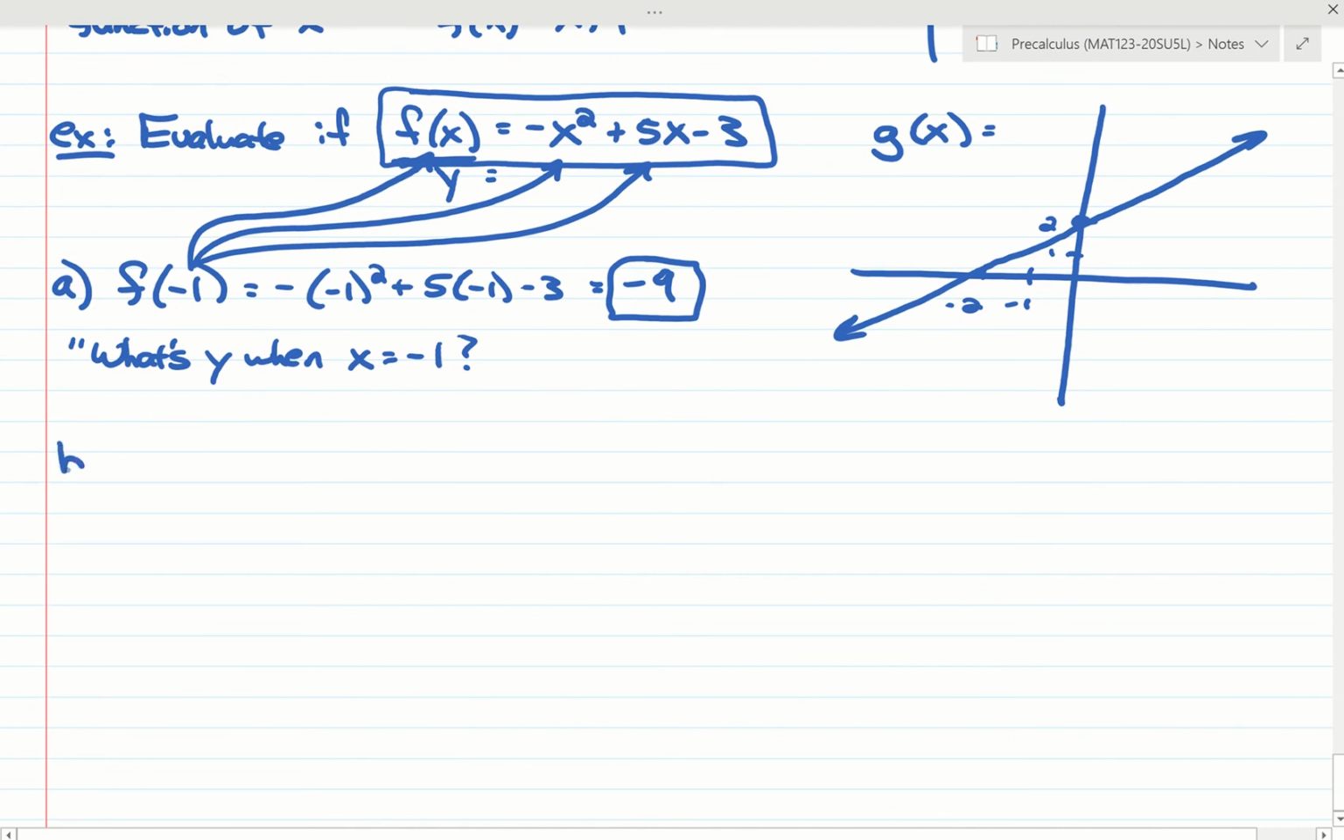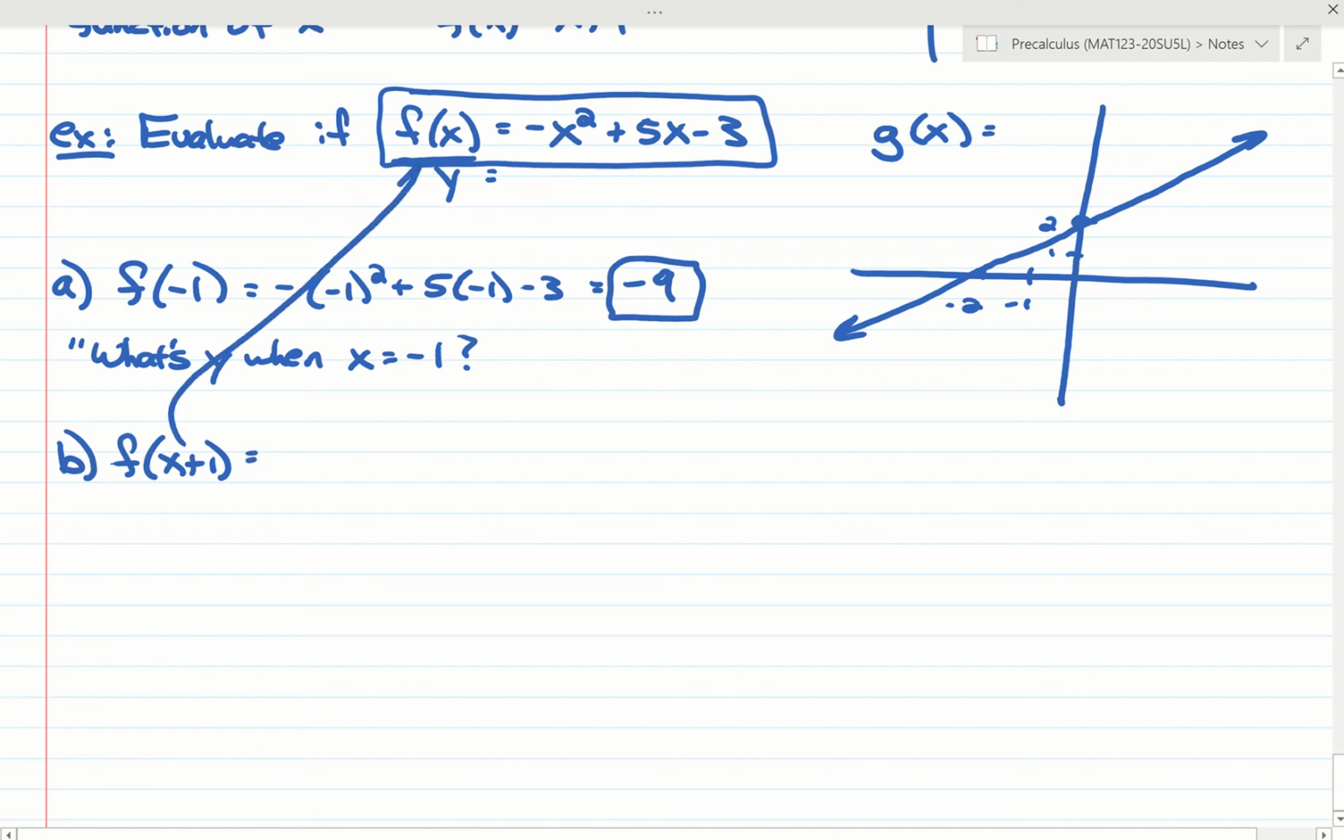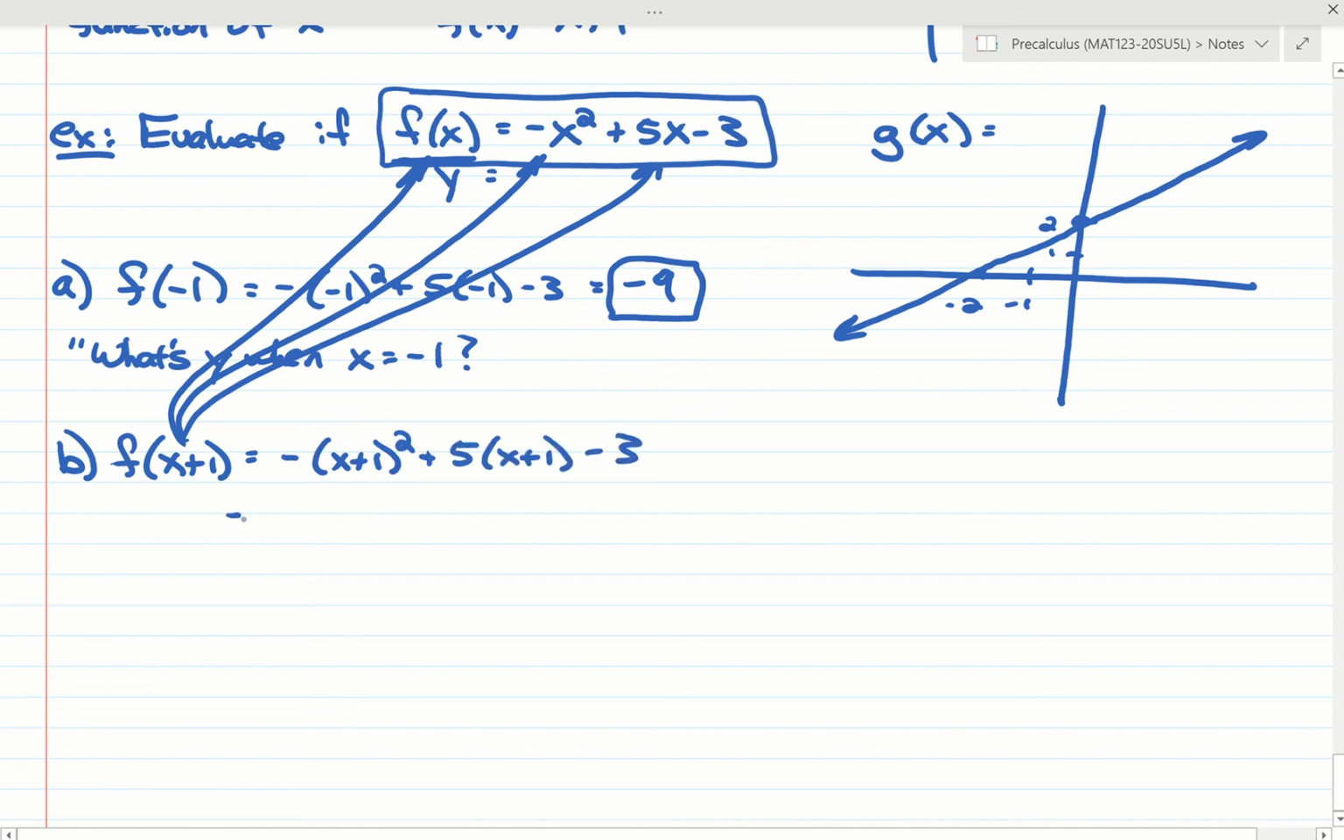Eventually we'll be getting to some more complicated problems where I might ask you what's f of x plus 1. That's going to come in handy when we talk about a difference quotient, when we talk about composite functions. But this is the same thing. I mean, the rule is that anything inside parentheses, we're going to plug that in instead of x. We're going to say negative (x plus 1) squared plus 5 times (x plus 1) minus 3. So this would be negative (x plus 1) times (x plus 1) plus 5x plus 5.